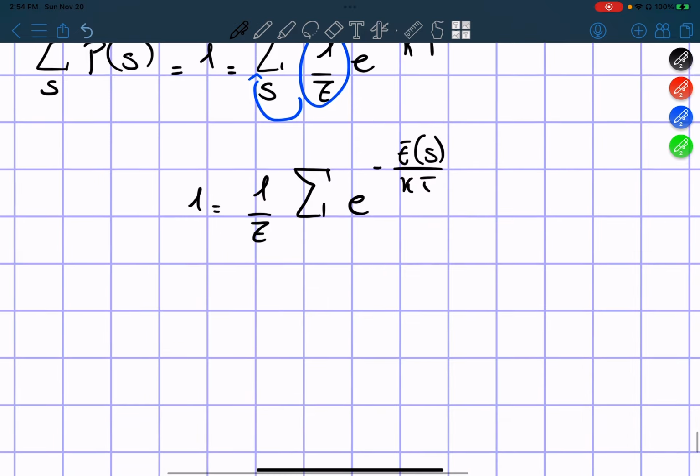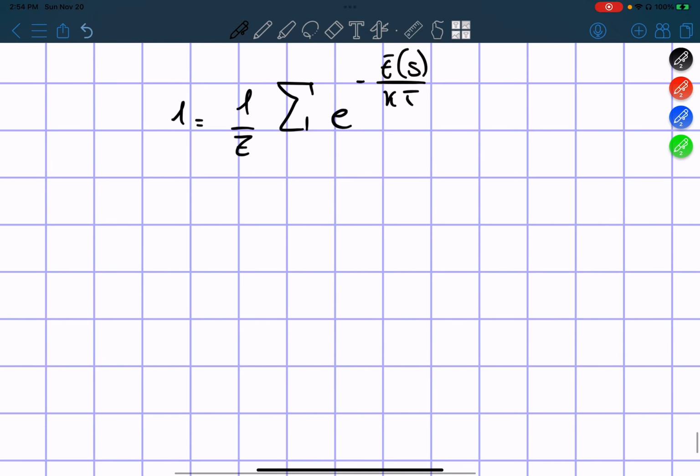So now we can rewrite by multiplying both sides by Z. Z is equal to the sum of e to the power of negative E of s divided by kT. As you can see, it's pretty much straightforward. We have the partition function equal to just these values.